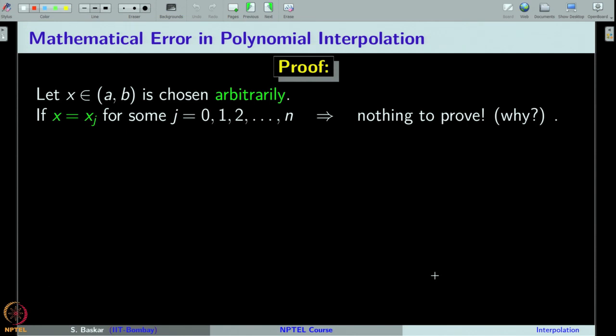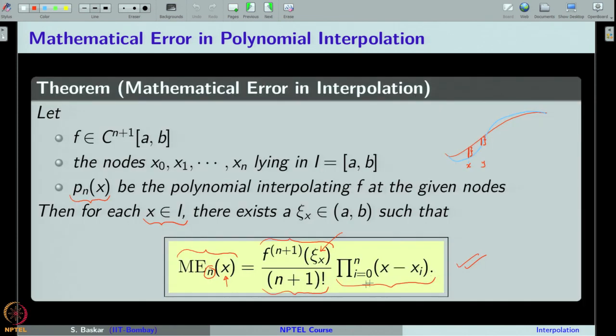If that is so, then there is nothing to prove. Why? Because if x is a node, then the mathematical error is equal to 0 because of the interpolating condition, right? Therefore, there is nothing interesting for us to prove. In this case, the mathematical error should become 0, and of course, it can also be seen from this expression. If x is equal to one of these xi's, then that term will become 0, and therefore, this entire product will become 0. Hence, the mathematical error will be equal to 0 for any choice of xi, right?